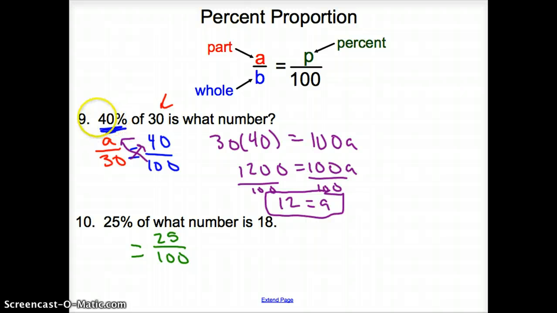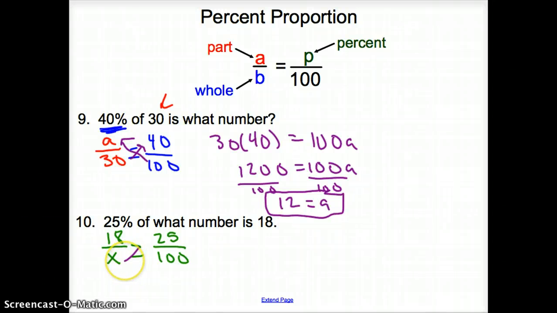If we go back up to 9, where it said 40% of 30, notice where we put 30. 30 was a whole. Well, now it's saying 25% of what number? We don't know what number that is, so I'm going to put it in the same spot we put 30 in our proportion. So I'm going to put it on the bottom. And then what number is 18? So I'm going to put 18 on top, and now do exactly the same thing that we did in problem number 9.